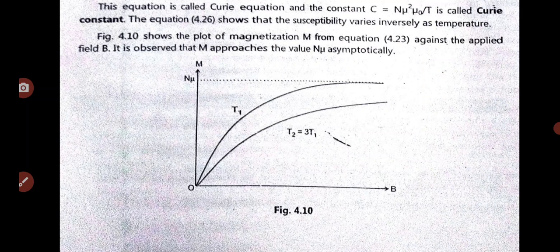We can analyze this graph, which is the plot of the magnetization M against the applied field B. The applied field is shown on the horizontal axis and magnetization M on the vertical axis, giving the nature of this formula at a given temperature. The graph shows that the susceptibility varies inversely with T. So this is the idea about the paramagnetic substance.